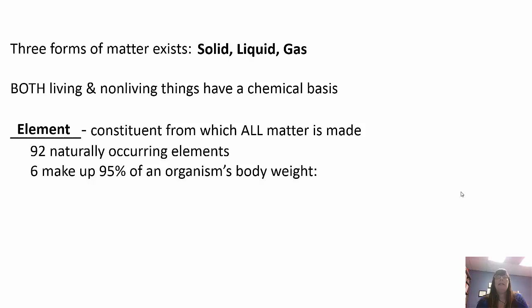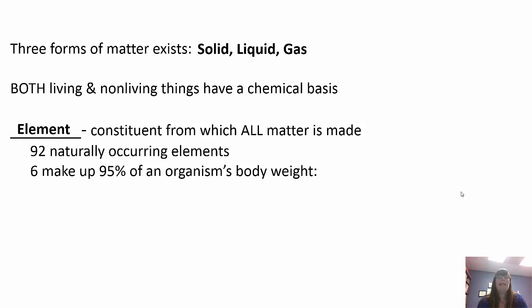So an element is what all matter is made of. It is the smallest thing that you can't break it down any further unless you use high-tech methods. So there are 92 naturally occurring elements. The rest are man-made. Some of the elements have actually been made in a lab and have only existed for seconds, but it's still an element because they created it.